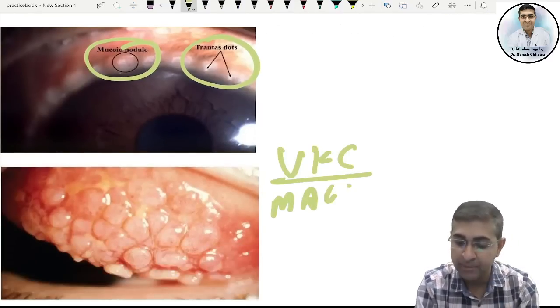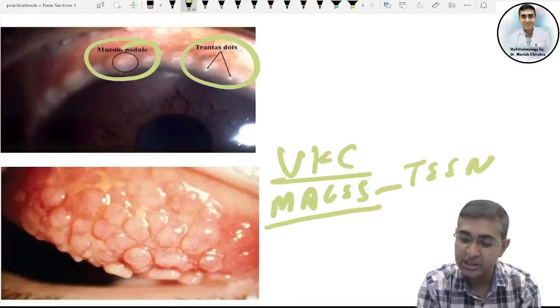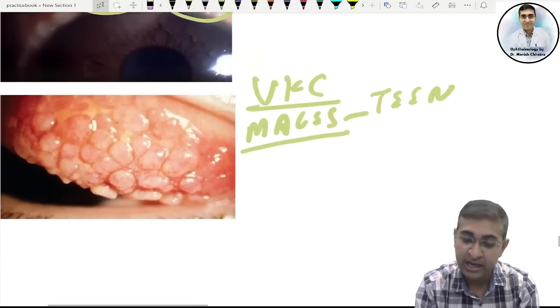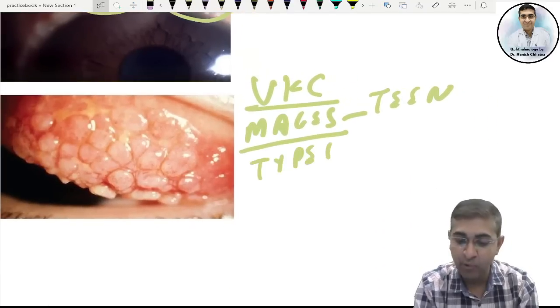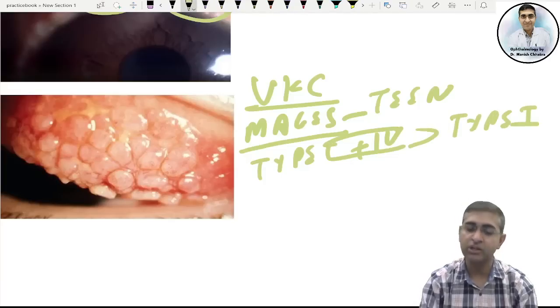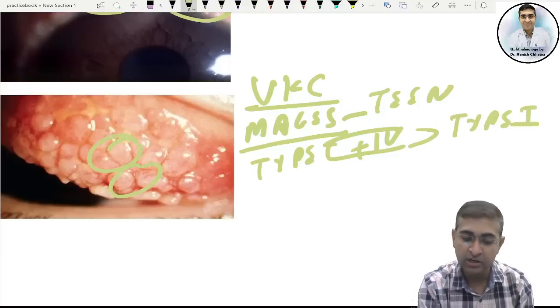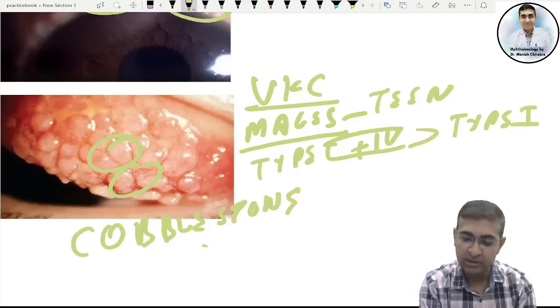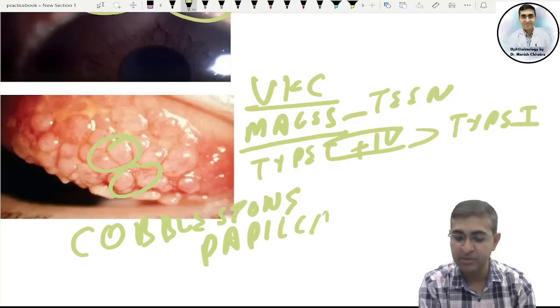It is most common in males who are teenagers, and it is a type 1 plus type 4 hypersensitivity reaction. If that option is not there, mark only type 1. If that is not there, mark only type 4. And what are these? Typical cobblestone papillae. These are your cobblestone papillae.